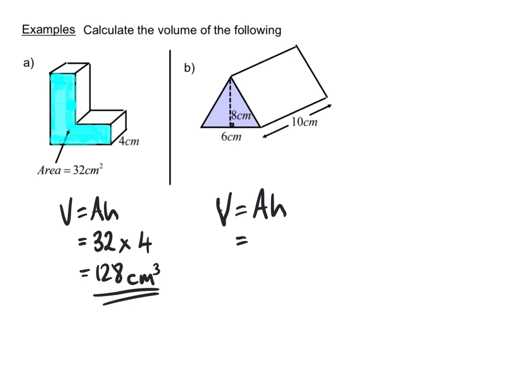So we need to calculate that. And to do that, we need to know the formula for the area of a triangle. Now you should know this from first and second year. So area equals a half times base times height.